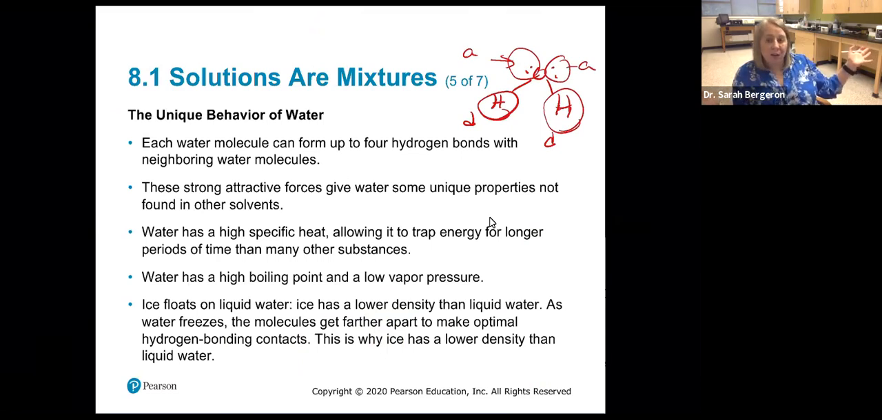And so because you form so many of these hydrogen bonds, and hydrogen bonds are relatively strong for intermolecular forces, it gives water some really, really cool properties that you don't see in other solvents. So we've already seen that water has a high specific heat, right? So it can hold temperature for a long time, which is really, really important for us, right?